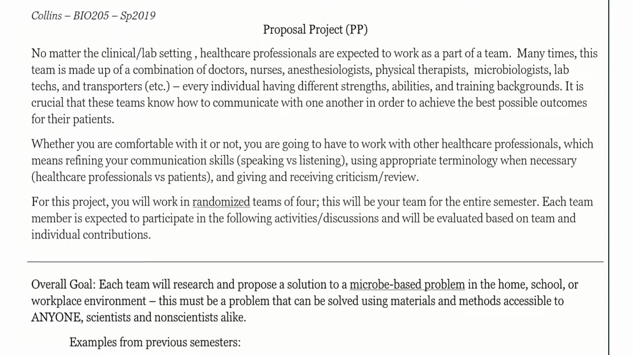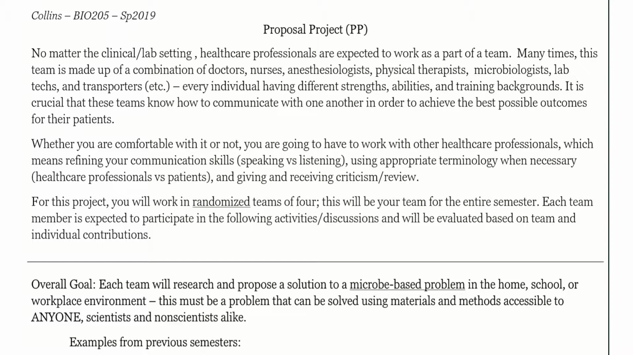Many times, this team is made up of a combination of doctors, nurses, anesthesiologists, physical therapists, microbiologists, lab techs, and transporters, etc. Every individual having different strengths, abilities, and training backgrounds. It is crucial that these teams know how to communicate with one another in order to achieve the best possible outcomes for their patients. Whether you are comfortable or not, you are going to have to work with other healthcare professionals, which means refining your communication skills.